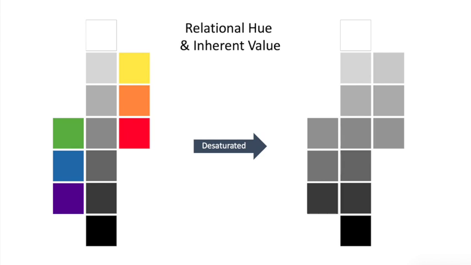Each hue has its corresponding or related value. Value here means the darkness or lightness of a hue. This is known as inherent value. For example, red has a darker inherent value than yellow, while blue has a darker inherent value than green. Values can be changed or adjusted as needed, and more white or black can be added as required.